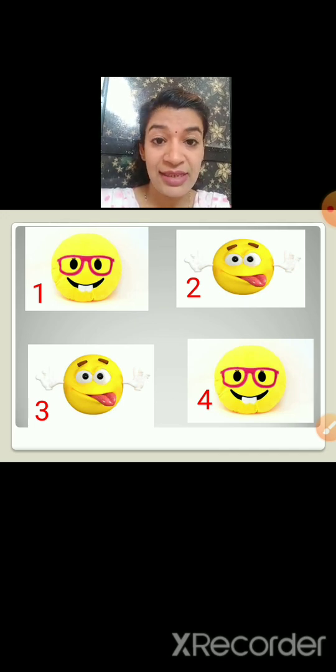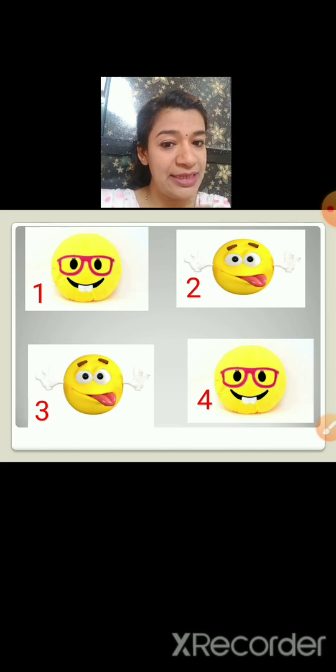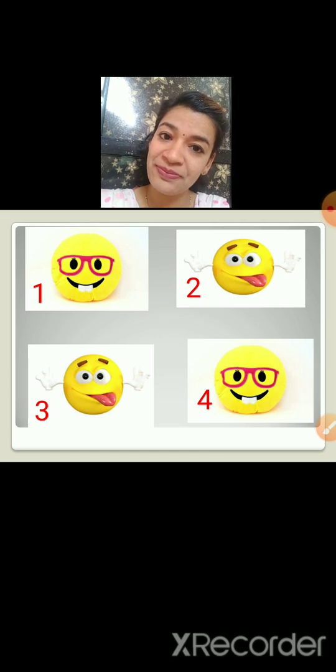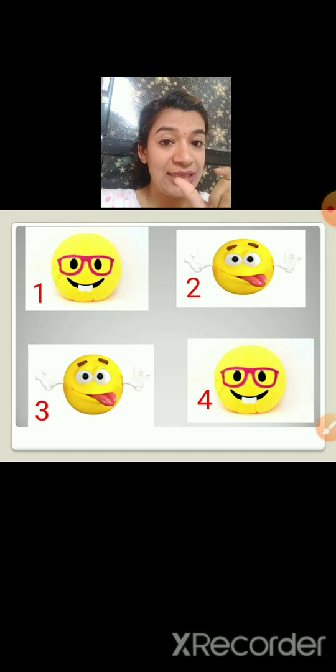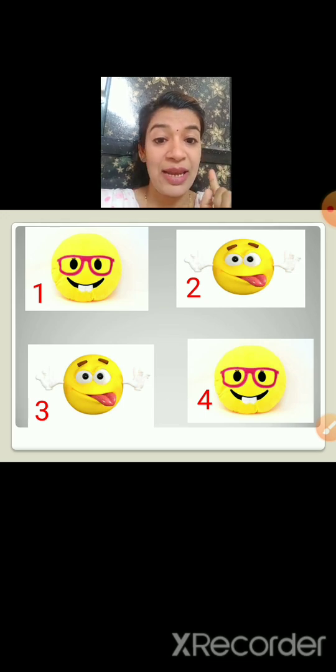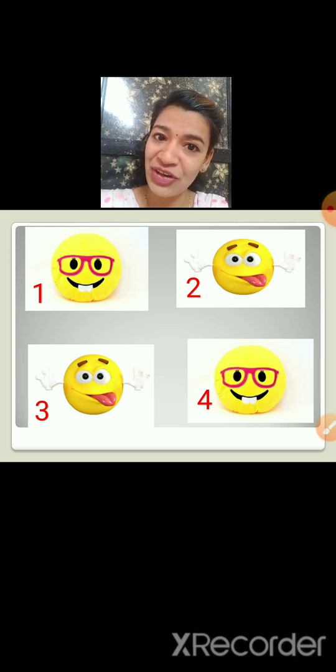Number 1 is the same as number 4 and number 3 is the same as number 2. Now, if I want to use different, how am I going to use it? Number 1 is different from number 2 and number 3 is different from number 4.